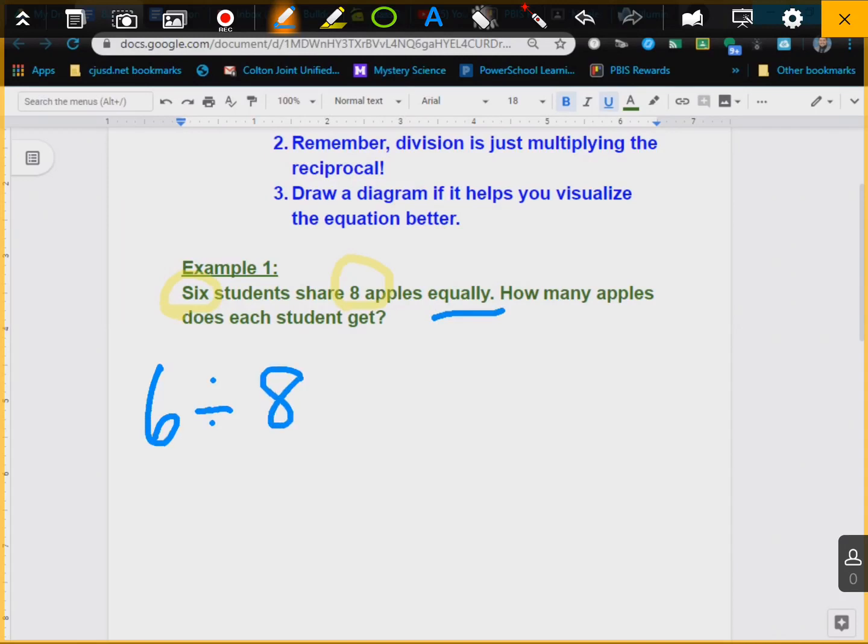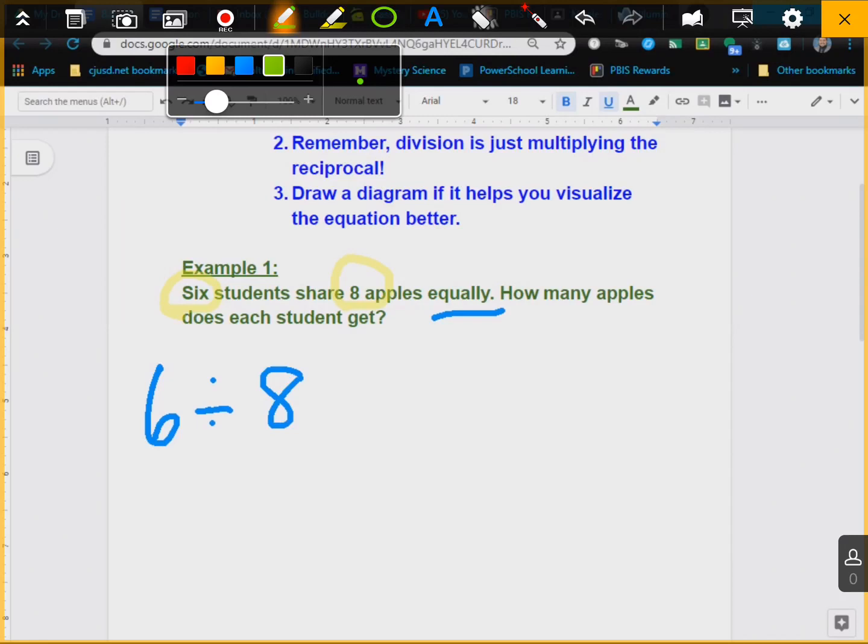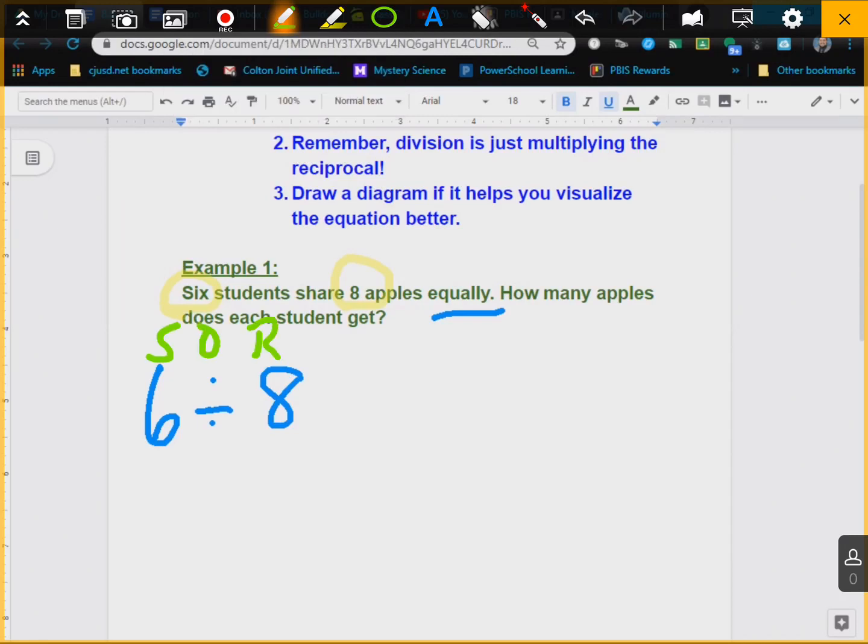Okay? So I would recommend doing SOR, same opposite reciprocal. 6 stays the same. The opposite of division is multiplication. And the reciprocal of 8 is going to be 1 over 8. So usually they give you a fraction, and you know that the reciprocal is a whole number. Well, this time the whole number turns into a fraction. And now we just multiply.